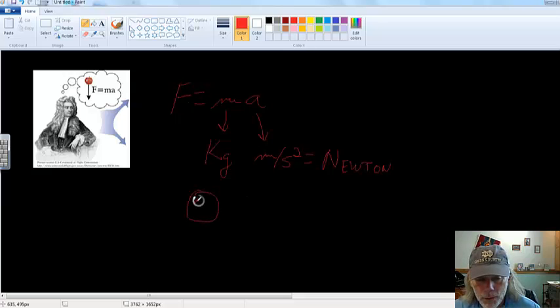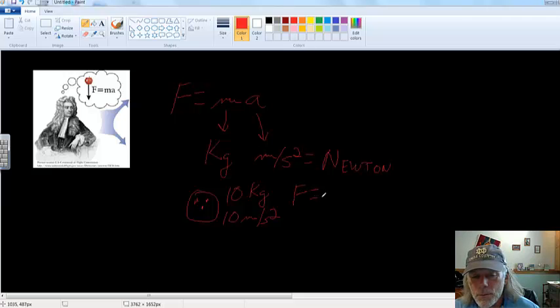Now, let's say we've got a bowling ball here, and this bowling ball has a mass. Well, for grins, let's just say it's 10 kilograms. And we're over at the bowling alley, Mr. Olson's PE class, and let's say we accelerate that bowling ball at 10 meters per second squared. Well, we can figure this out. So force equals mass times acceleration. The mass is 10 kilograms.